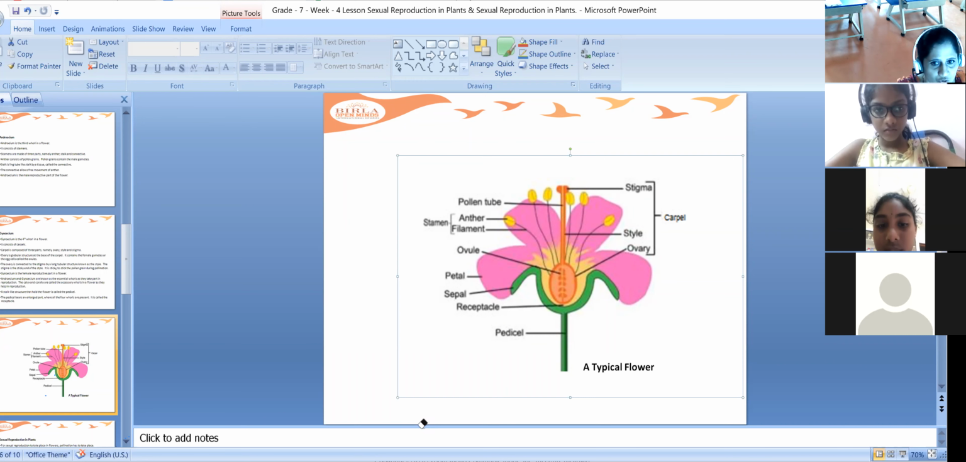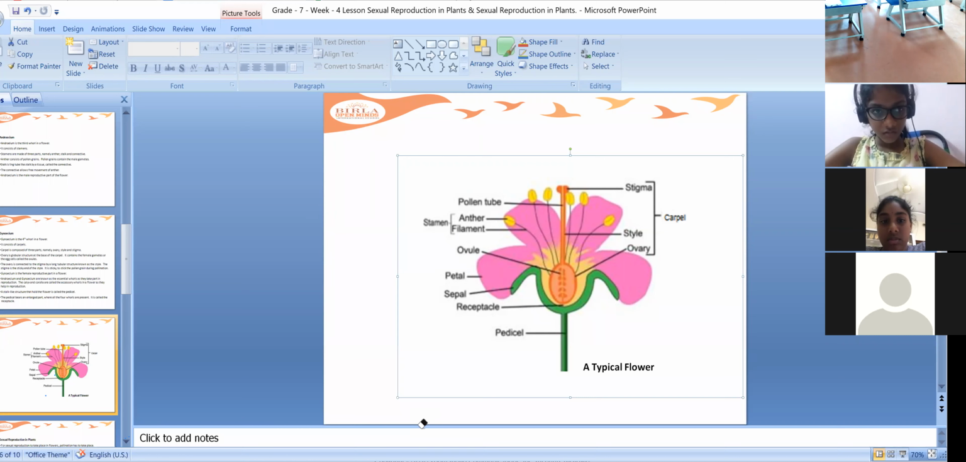Isn't it? So if there is no base, if there is no pedicel, how can the flower stick to the plant? So there are different functions, like the receptacle. They give protection to the flower. They are layers of the flower. Only the male reproductive part and female reproductive part, the androecium and gynoecium, are the parts of this flower. Okay?